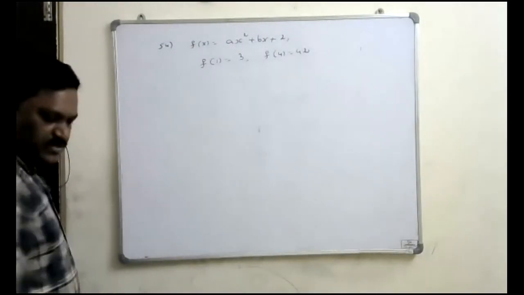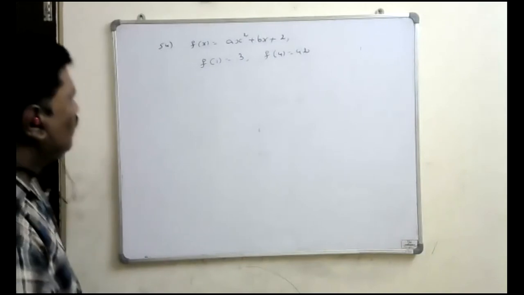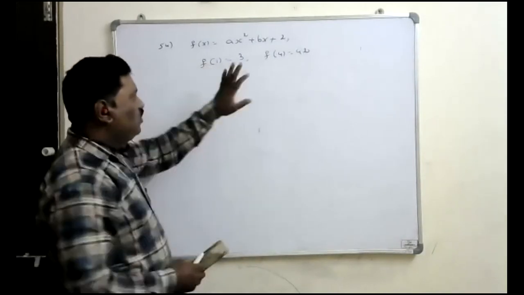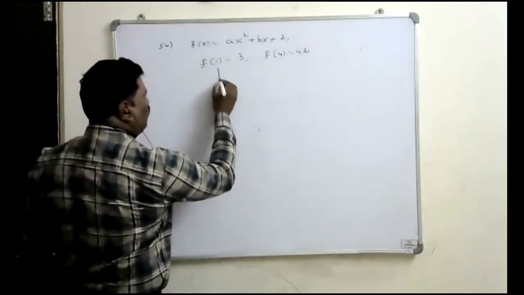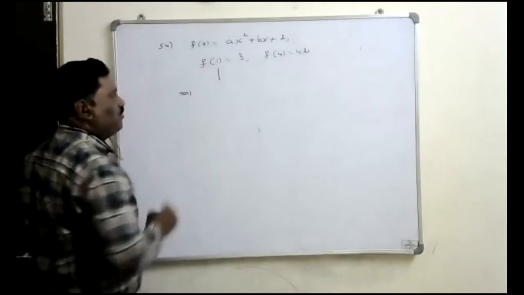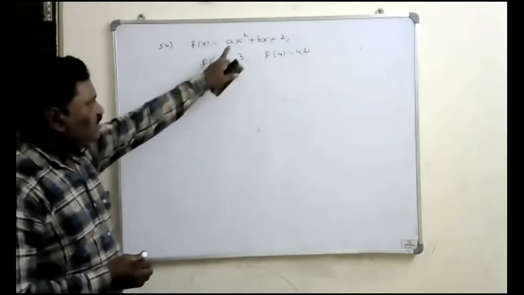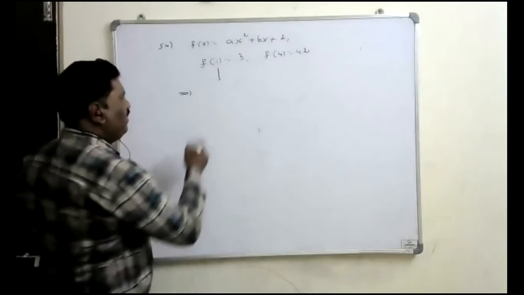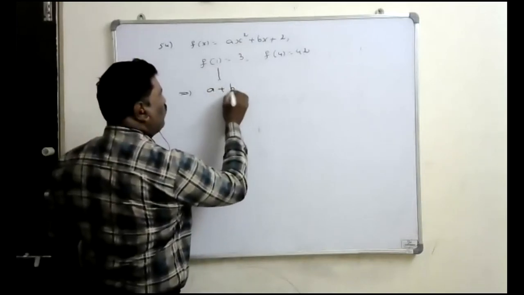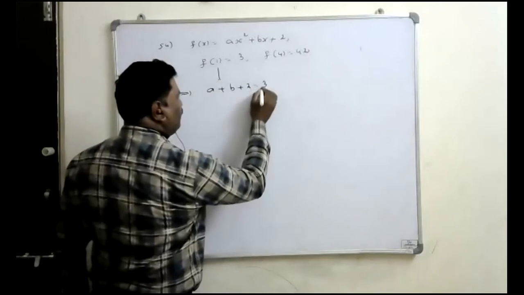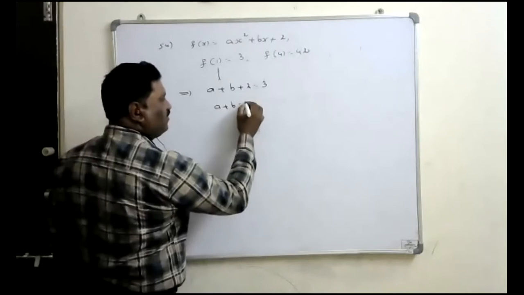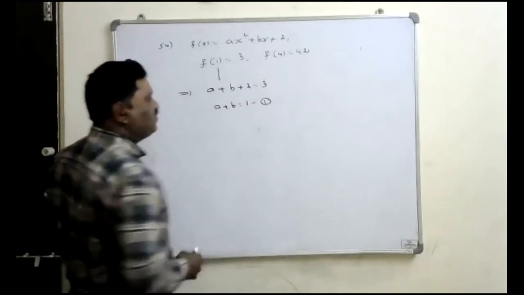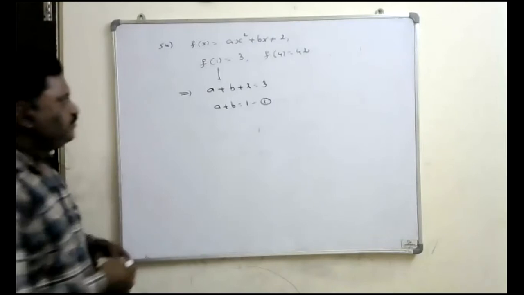Just observe this. f of x is given ax square plus bx plus c, ax square plus bx plus 2. f of 1 is given. f of 4 is given. So first f of 1. f of 1 बोले तो x का जगह में 1 substitute करना पड़ेगा. So keep x is equal to 1: a into 1 square, that is a, plus b into 1 plus 2 is given 3. So that implies a plus b is equal to, send this to other side, 3 minus 2 is 1. That is one equation in terms of a and b. Call that equation number 1.